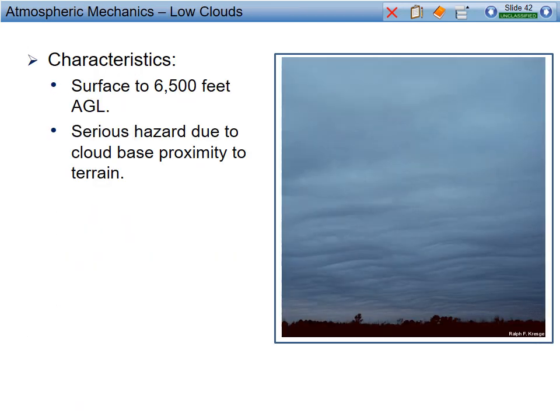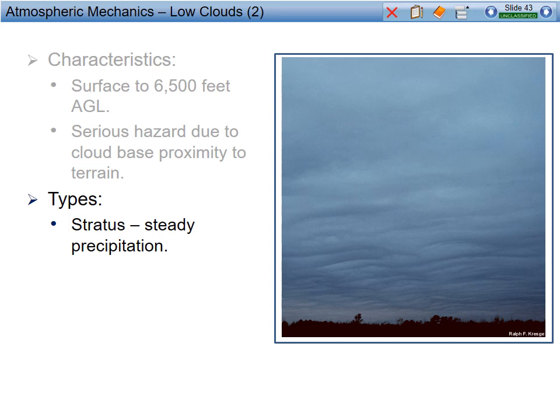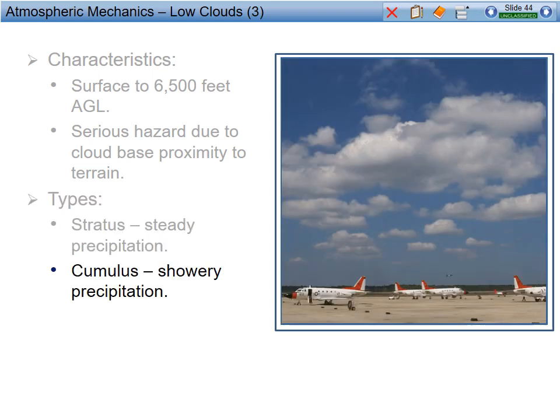The principal cloud groups are as follows. Low clouds are those whose bases form between the surface and 6,500 feet AGL. These are a serious hazard due to cloud-based proximity to the terrain. The types of clouds in this principal cloud group of low clouds are either stratus, which produce steady precipitation, or cumulus, which produce showery precipitation. And these are two delineations of the overall stratiform or cumuliform type clouds.